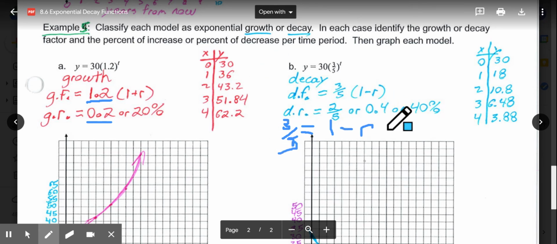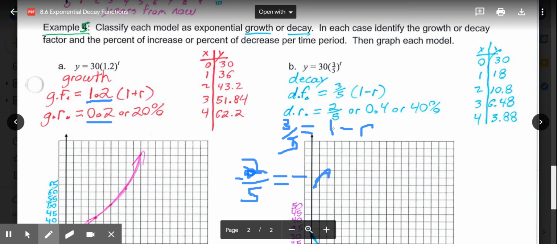Now to solve this, we would have to do 3/5 minus 1. 3/5 minus 1 is a negative 2 over 5. So negative 2/5 is what we're left with, and that equals negative r. To get r alone, we would have to divide both sides by the negative. So r would equal 2/5.